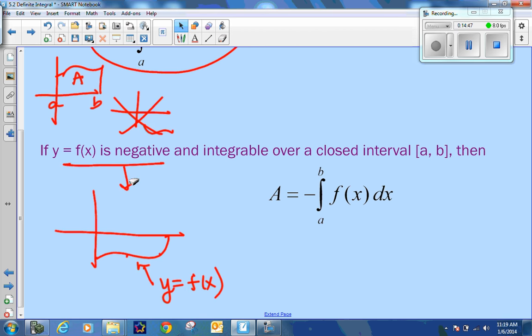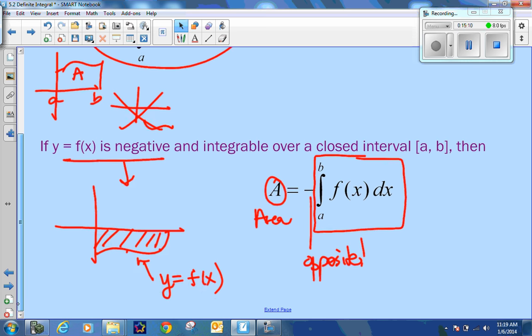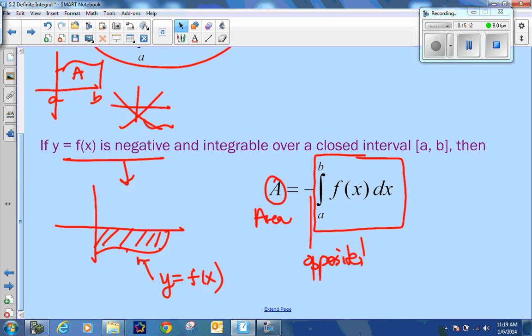So y is negative. What happens is if we want the area again, we're just going to take the opposite of what we get. So this is your regular integral, and you're going to say, wait, I don't want a negative area. I really want this to be positive, so we're just going to take the opposite of it, because you don't really want a negative area.